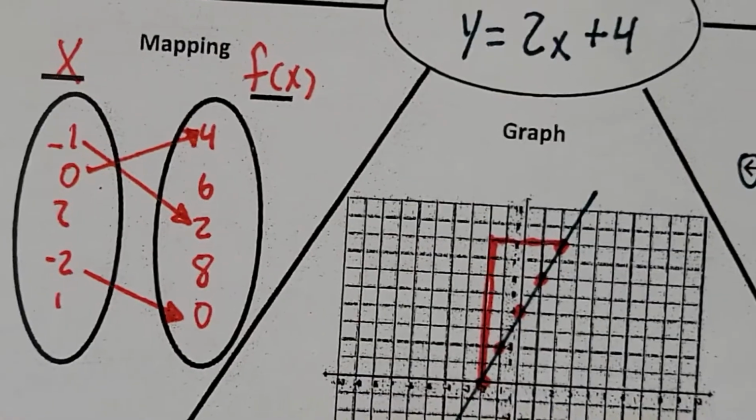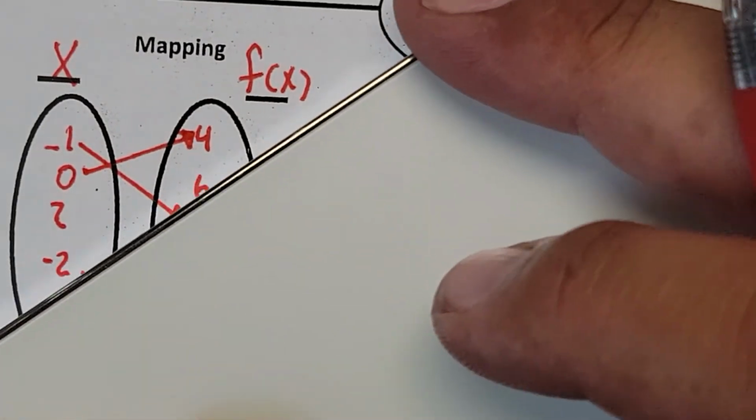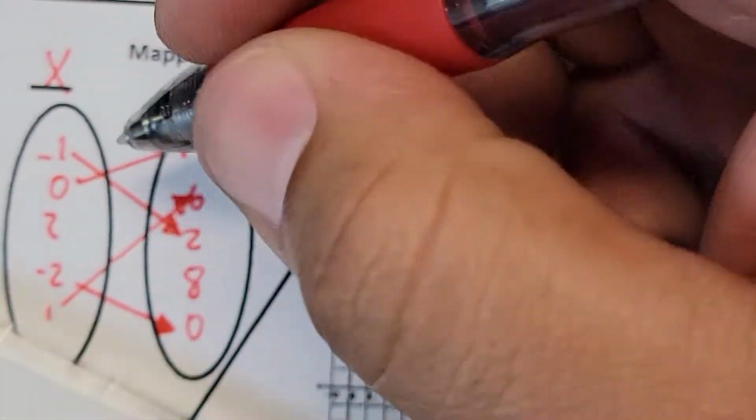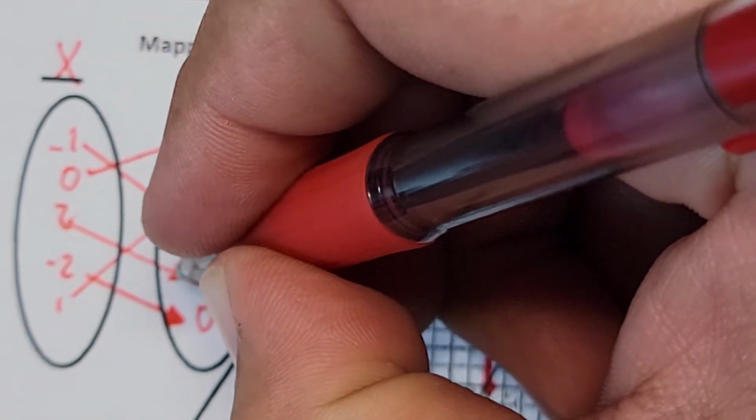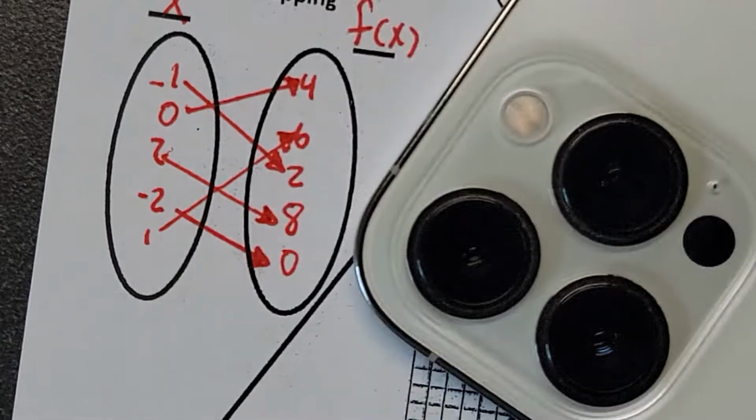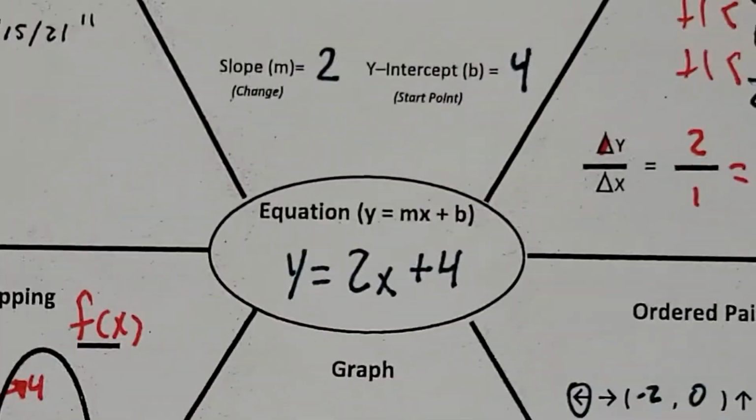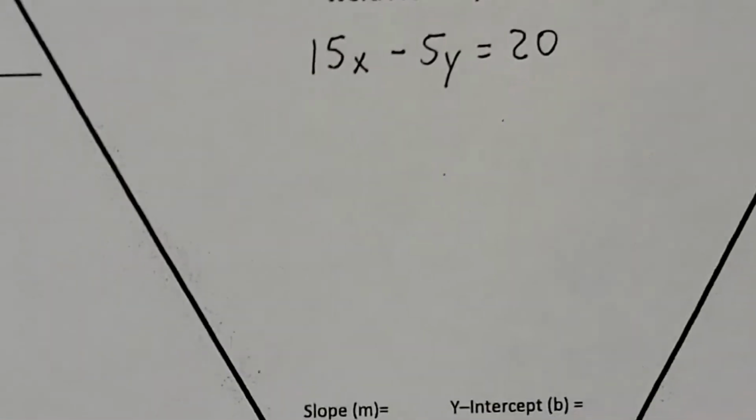1, 6, and then 2, 8. So 1 to the 6 up here. Oops, kind of messed up. And then 2 to the 8 right here. Okay. And you're done. All right, let me help you out with these guys.